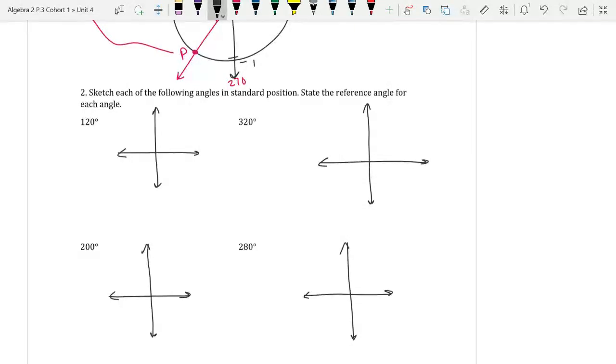All right, so if I have 120, that's going to be a terminating angle in quadrant 2. So that's going to open up and end somewhere in quadrant 2. The reference angle in quadrant 2, the rule is 180 minus the angle. So the reference angle for 120 is 180 minus 120. So the reference angle is just 60. That would be this angle here that references back to the x-axis.